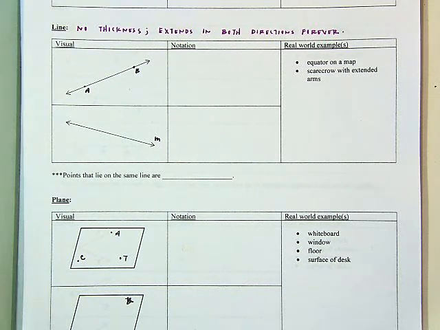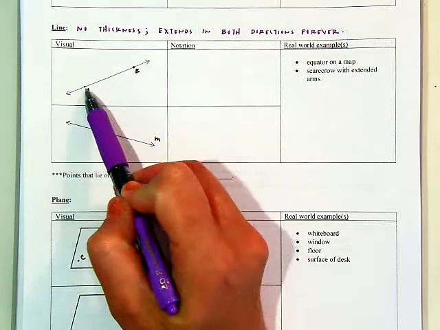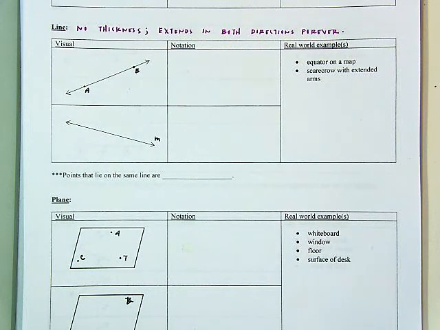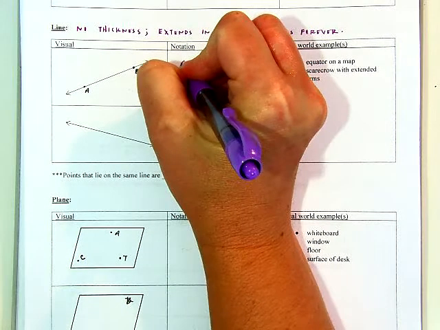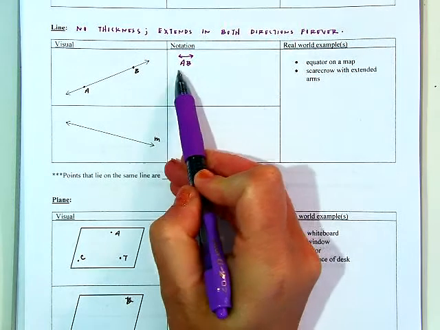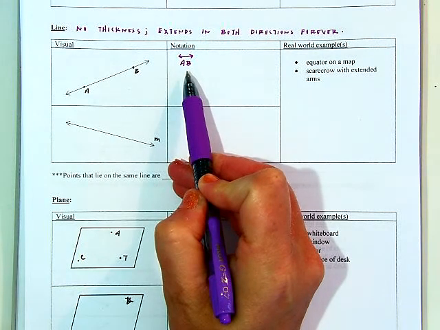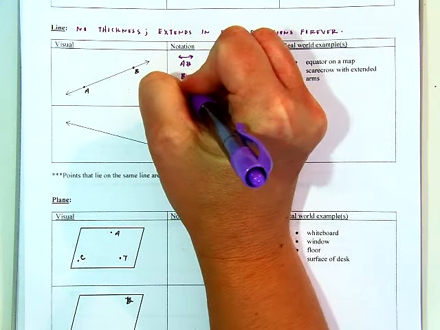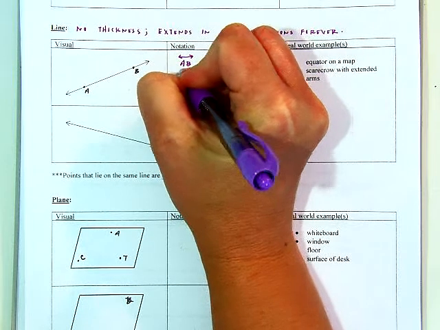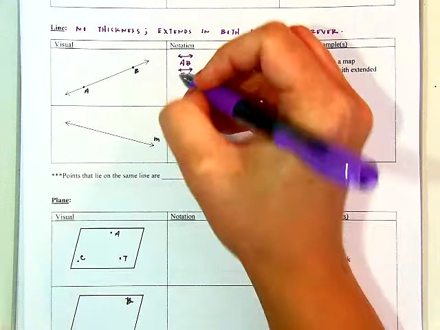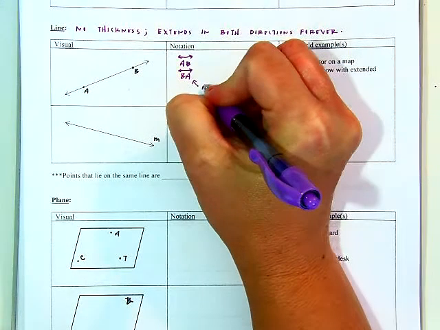So here in my visual, I've included 2 points on this line, so I can name my line using any 2 points on the line. So I could say AB, double arrow on top. A and B can be any 2 points on the line. The order doesn't matter. I could also write BA, double arrow on top. So again, the order doesn't matter. These just have to be any 2 points on the line.